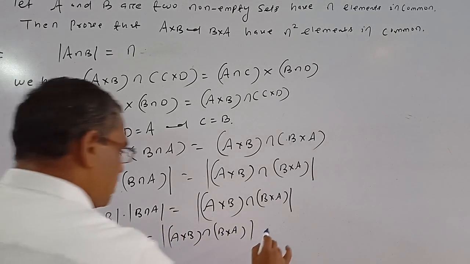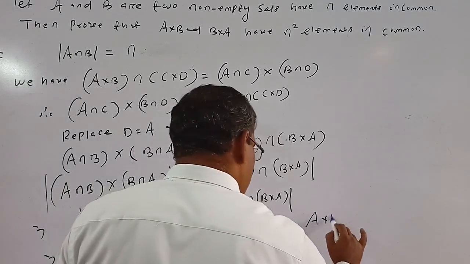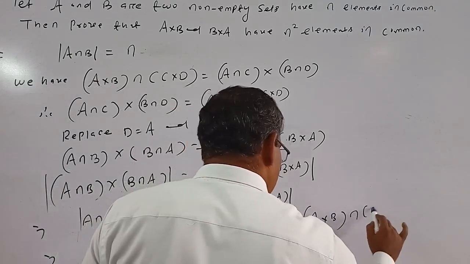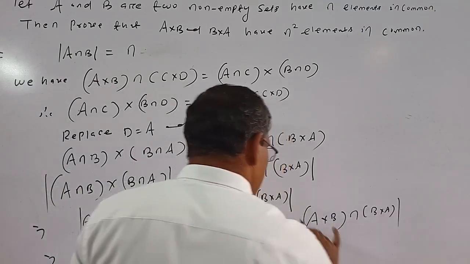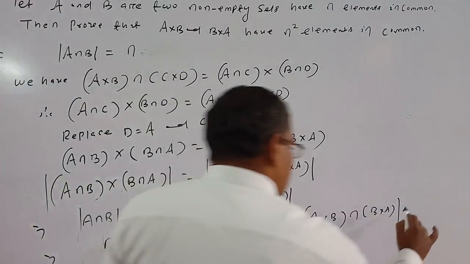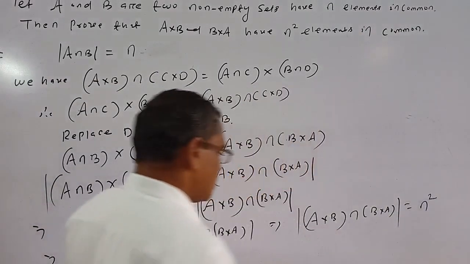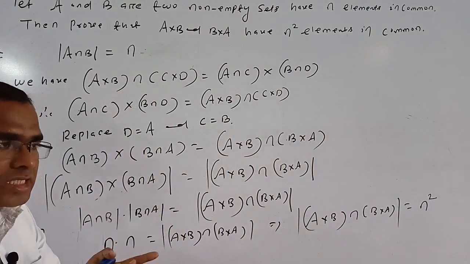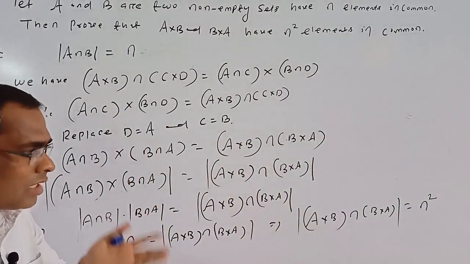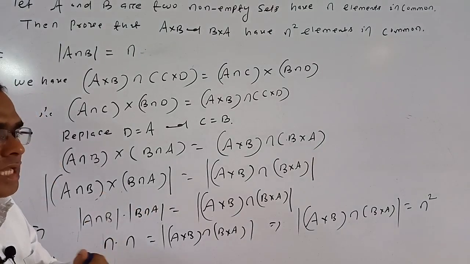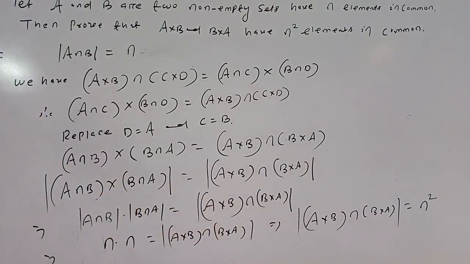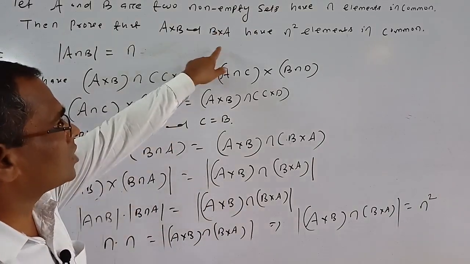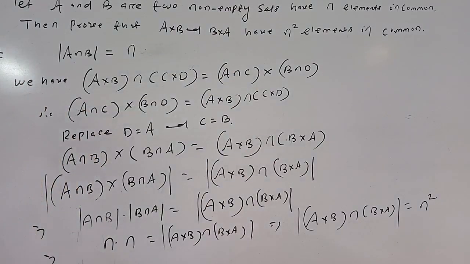That implies the cardinality of (A × B) ∩ (B × A) is equal to what? n square. n into n means n². That means A × B and B × A, how many elements do they have in common? That is n² elements in common. Therefore A × B and B × A have n² elements in common.